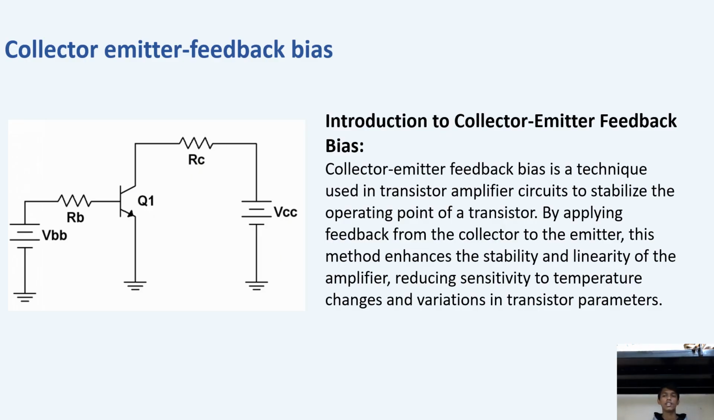Collector emitter feedback bias. Introduction to collector emitter feedback bias. Collector emitter feedback bias is a technique used in transistor amplifier circuits to stabilize the operating point of a transistor. By applying feedback bias from the collector to the emitter, this method enhances the stability and linearity of the amplifier, reducing sensitivity to temperature changes and variation in transistor parameters.